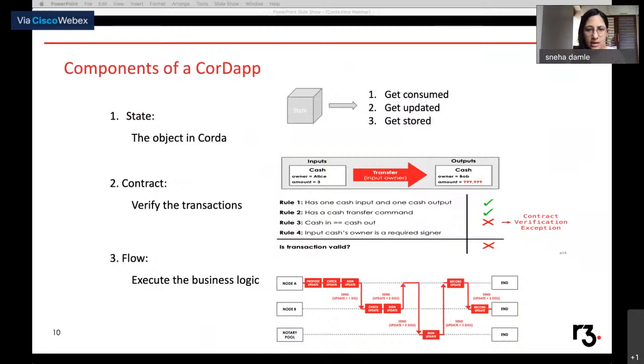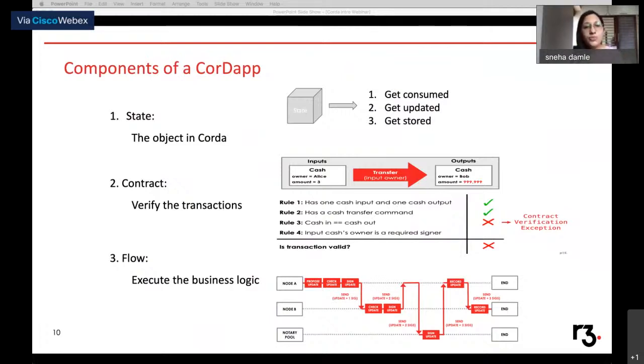And we also want to make sure that the value of the cash input equals the value of the cash output. But this fails, right? Because the input to the transaction is just $3 and the output is $999,999. So this is not correct, right? This is where the contract will fail, and because of this, the transaction proposal will be rejected. The transaction proposal won't succeed, the input state won't get consumed, and the new output state won't get created.